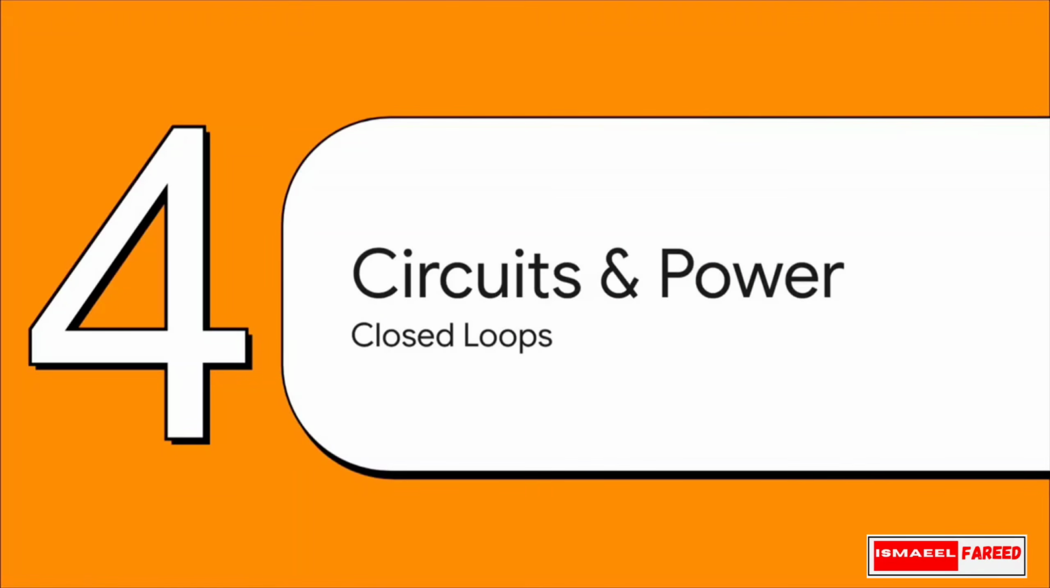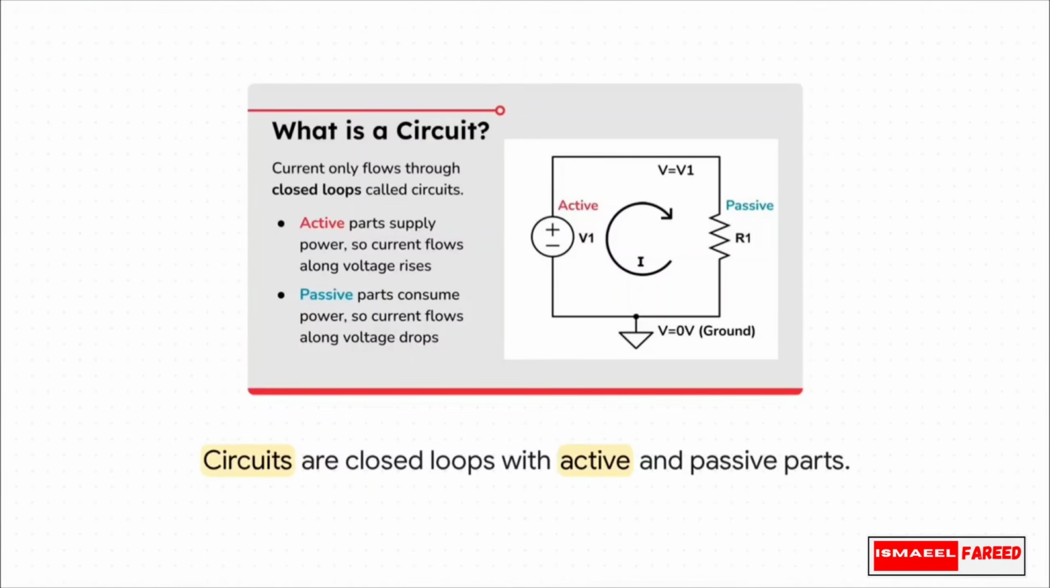Section 4. Circuits and electrical power. Closed loops. With those foundational rules locked in, let's take a step back and look at the macro scale. Current doesn't just wander off wherever it feels like. It demands a clear path. It only flows through closed loops, and we call these loops circuits.